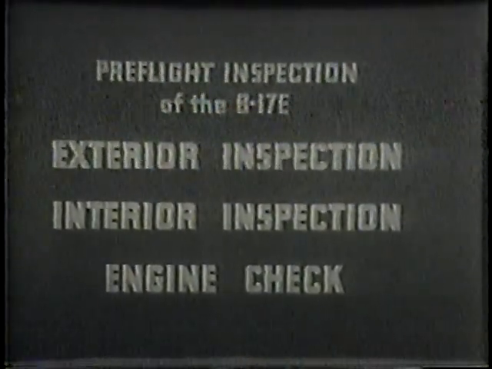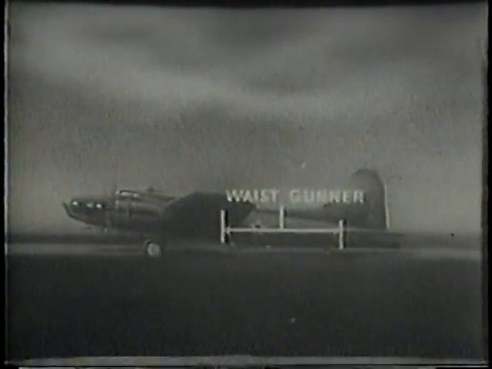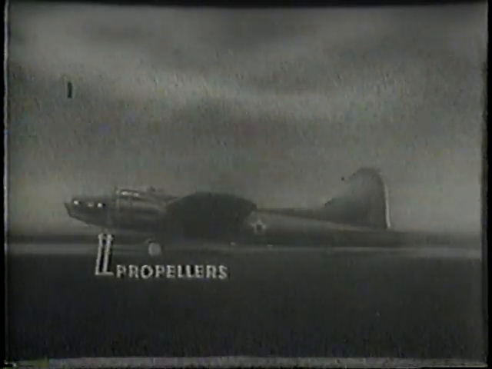The second part of the pre-flight inspection is the interior inspection, which in this instance is performed by the crew chief. This section covers the tail gunner's compartment, waist gunner's compartment, radio compartment, bomb bay, cockpit, and bombardier's compartment. Also included is the visual check of the propeller.